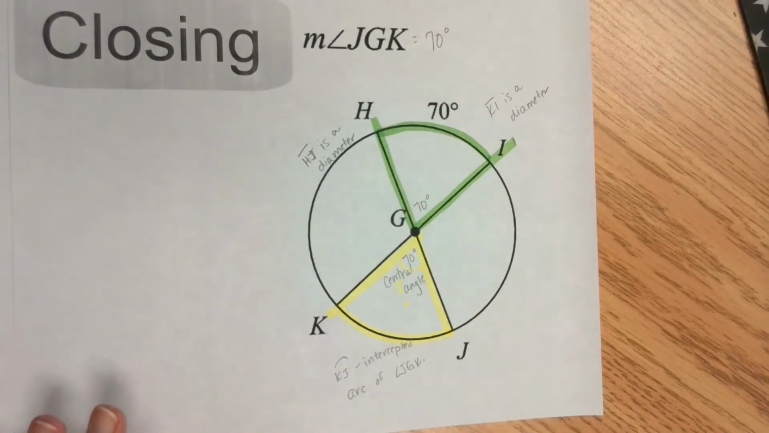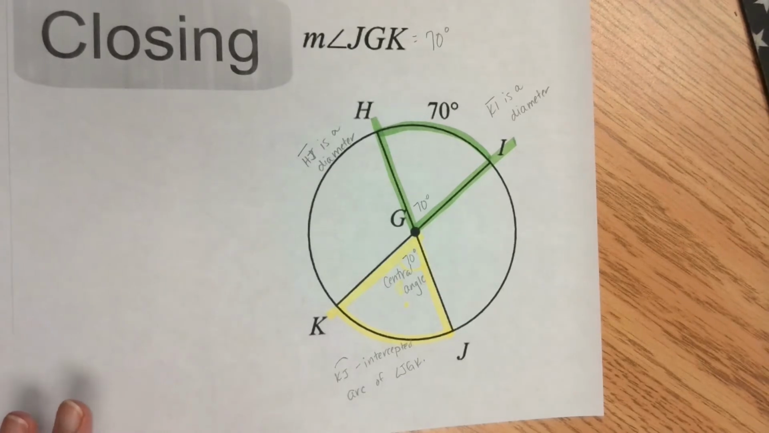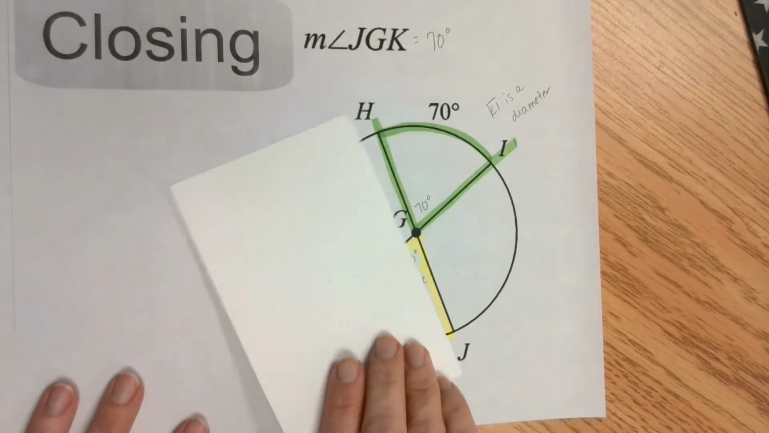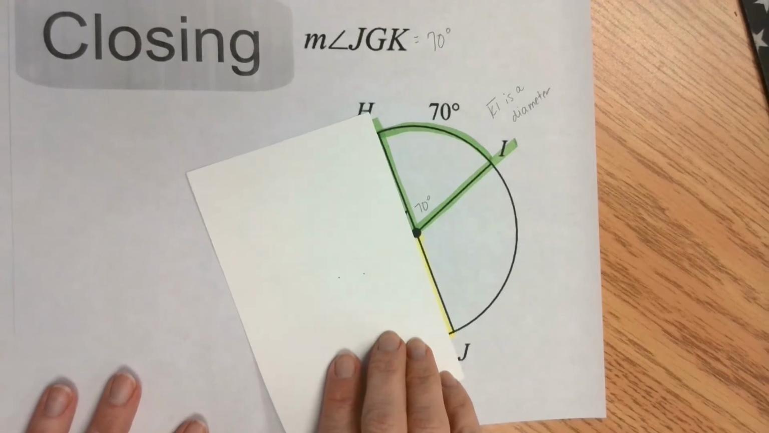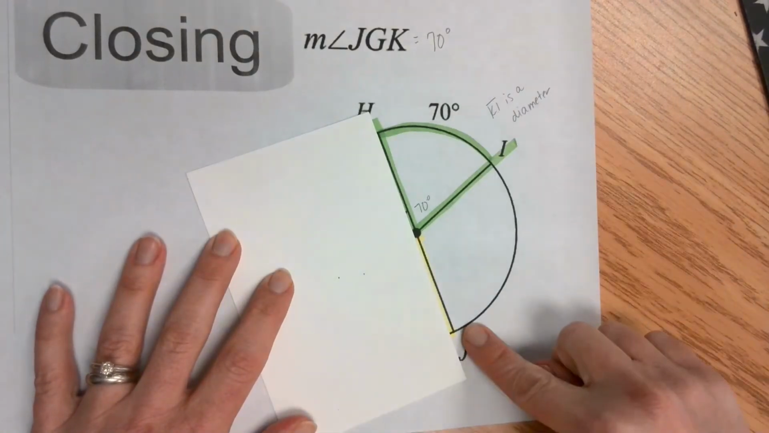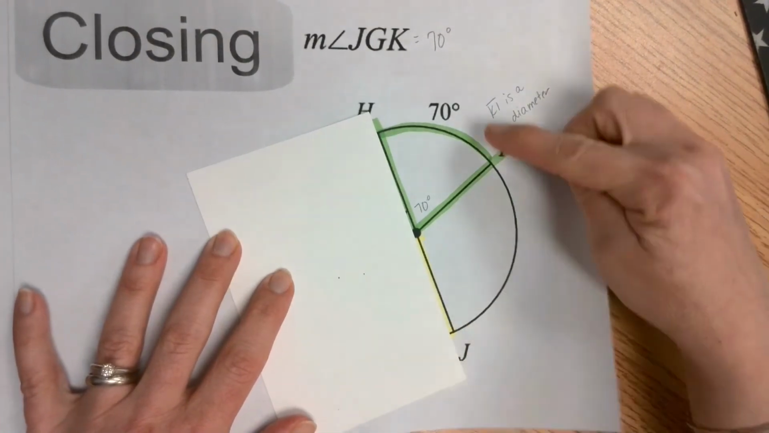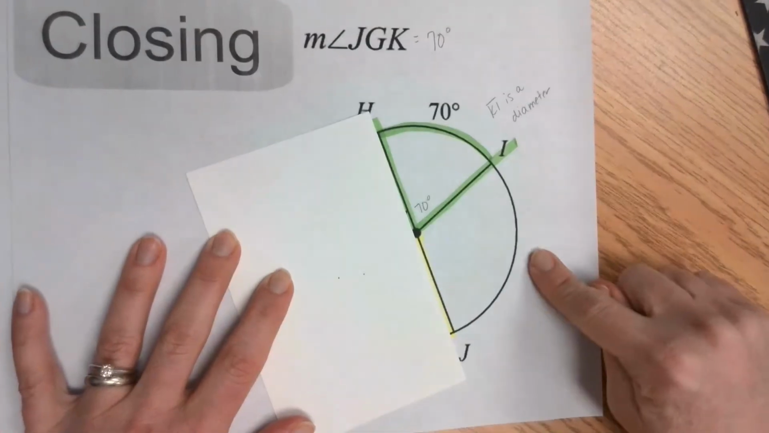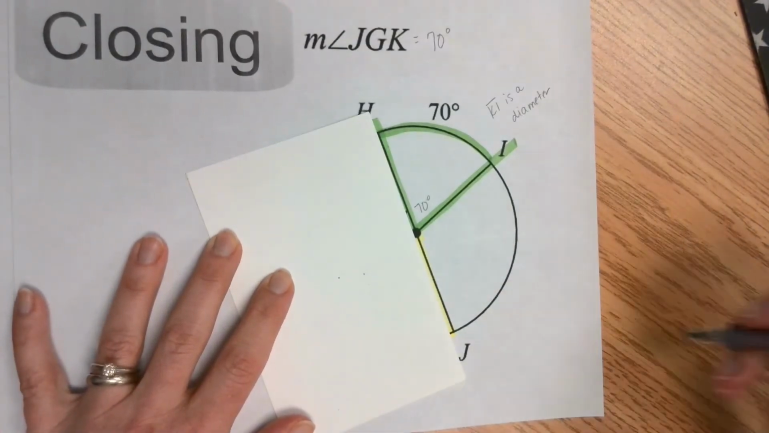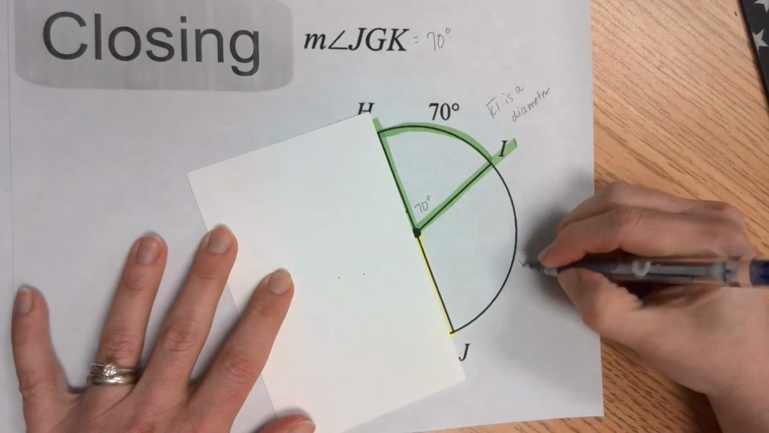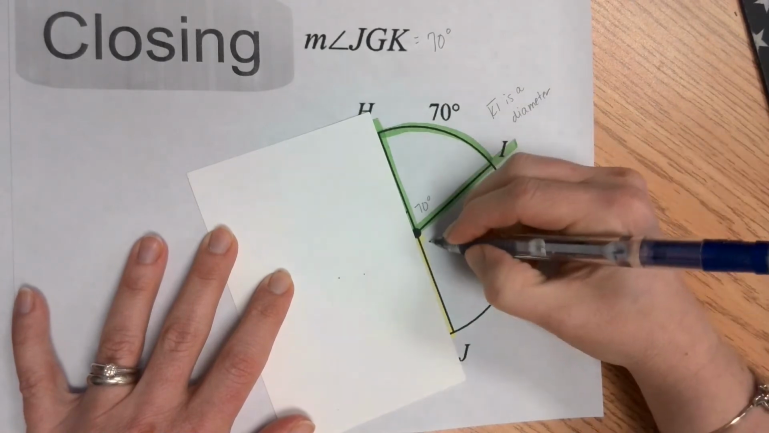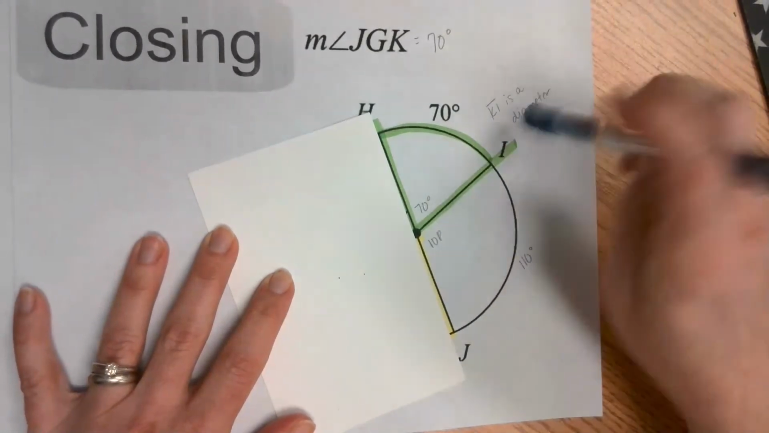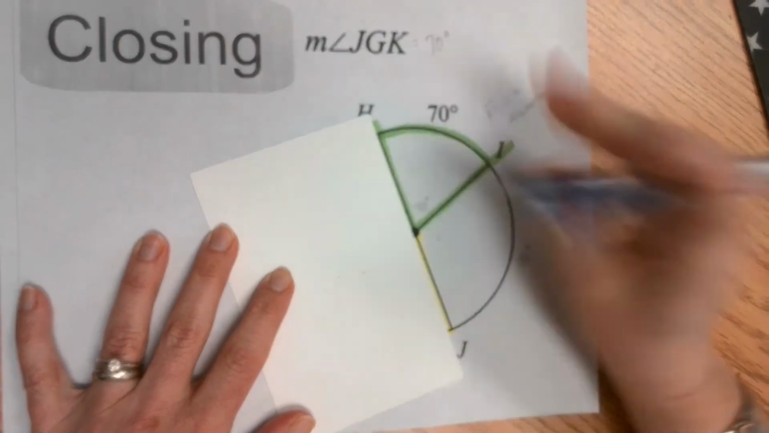But I want to point out that I can find out more information based on this. If I look at my diameter, these two arcs have to add up to 180 degrees. If I have 70, this is the rest of it, the supplement. So this will be 110 degrees, which means that this angle will be 110 degrees.